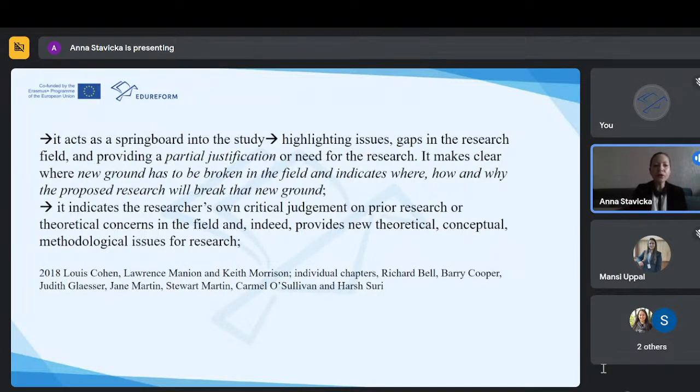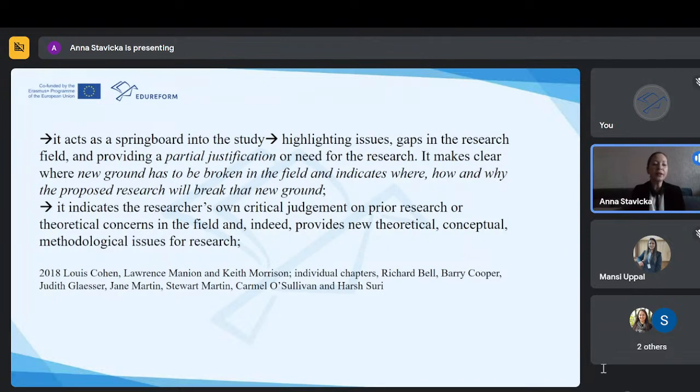Literature review also acts as a springboard into the study, highlighting issues and gaps in the research field, and providing a partial justification or need for the research. It makes clear where new ground has to be broken in the field and indicates where, how, and why the proposed research will break that new ground. So we are heading towards innovation. So there should be an innovative element included in your research frame.